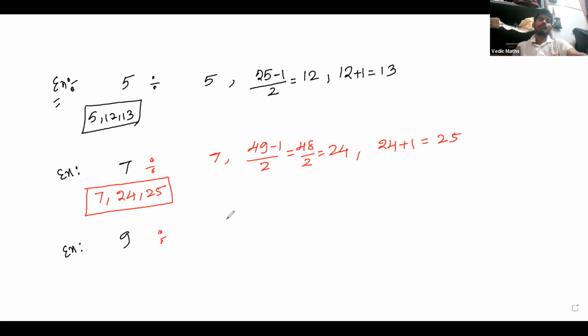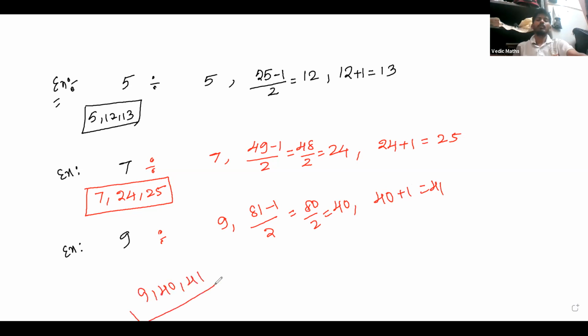Yeah. So 9 squared is 81, minus 1, divided by 2. So that is 80 by 2, which gives 40. And 40 plus 1 is equal to 41. So 9, 40 and 41 will be our triplet here.